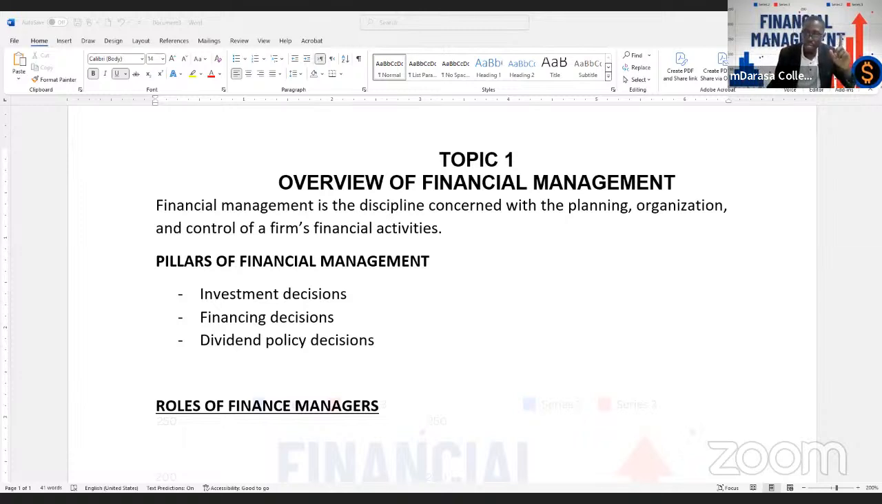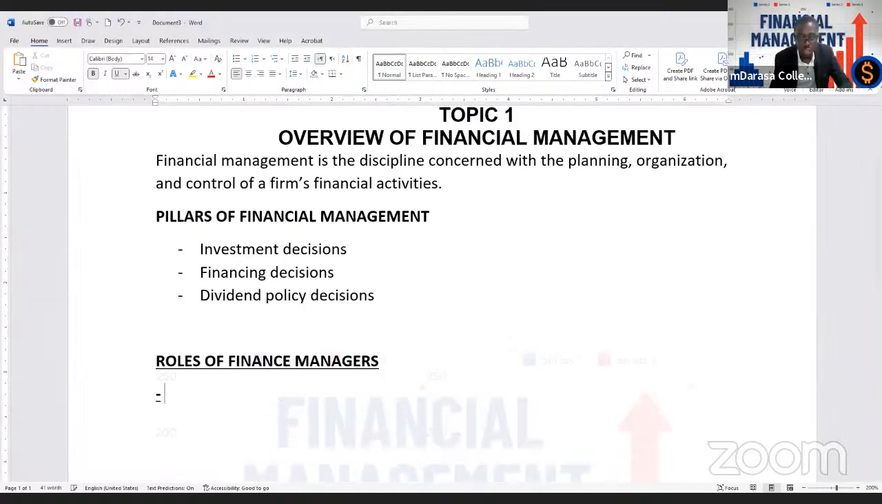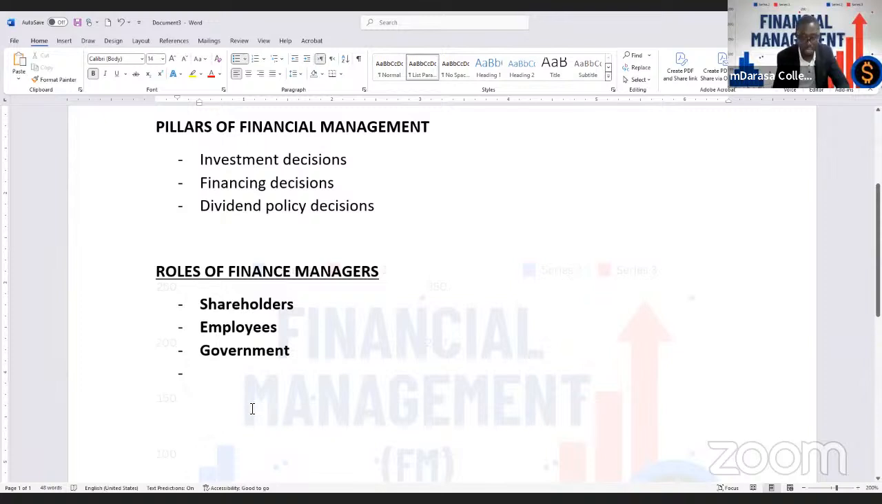So in this case, we want to look at the roles of finance managers in relation to, number one, shareholders. We have to analyze this in terms of shareholders. Number two, the roles of finance managers on the side of employees. We must also look at the roles of finance managers in relation to the government. At the same time, it will be important to understand their roles in relation to society, because you'll find that the finance managers are the persons who are now representing our business. So we have to dissect their roles into these categories.